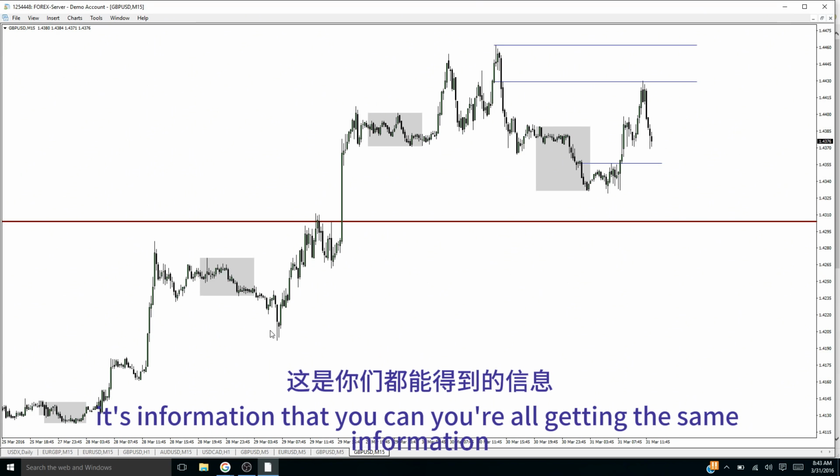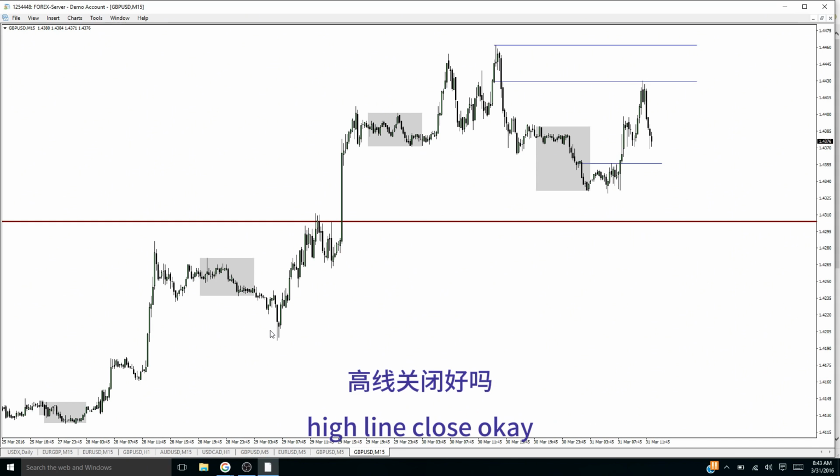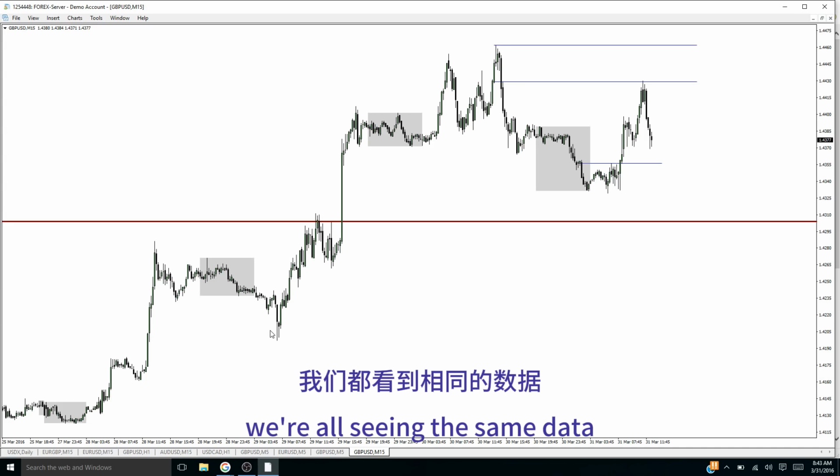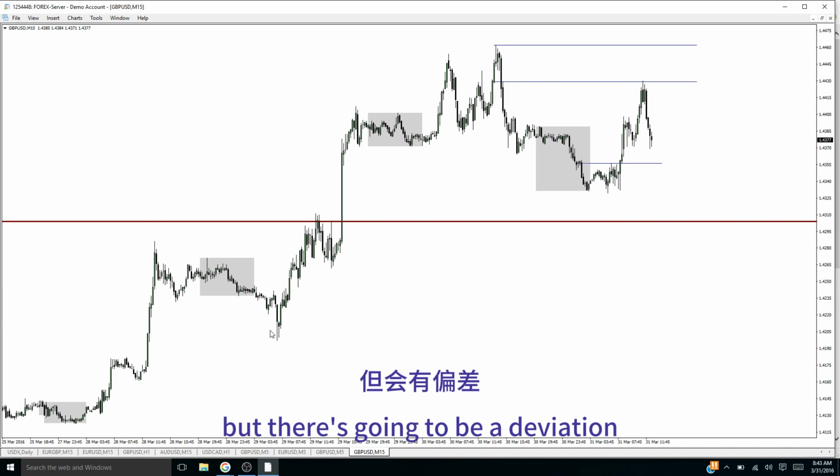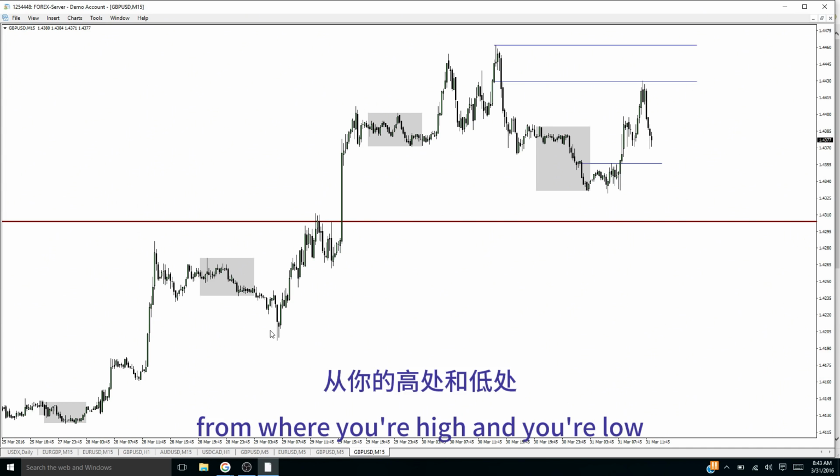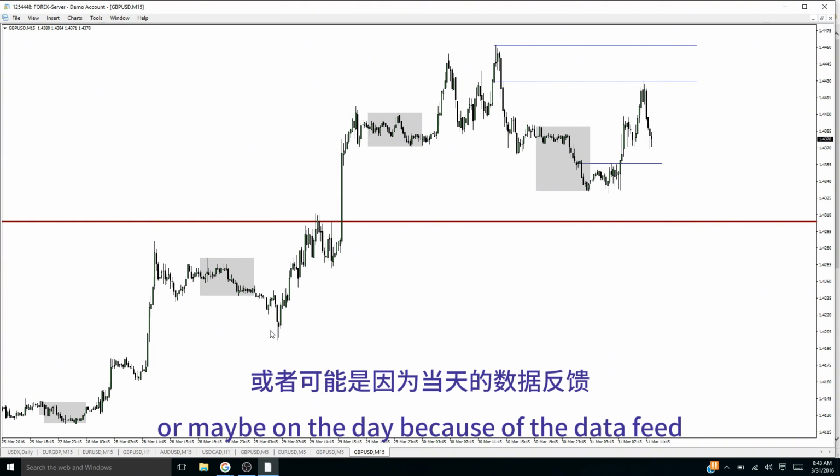It's information that you're all getting, basically the same information. It's the open, high, low, and close. We're all seeing the same data, but there's going to be a deviation from where your high and your low may be on the day because of the data feed.